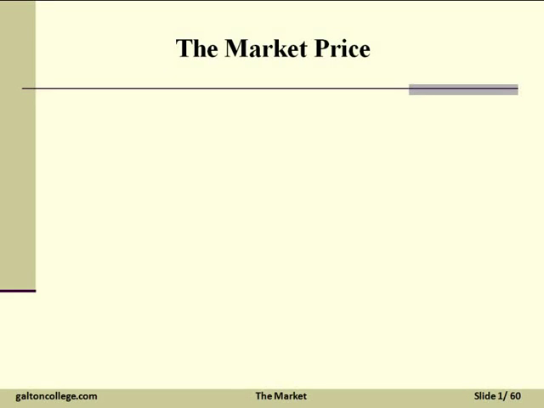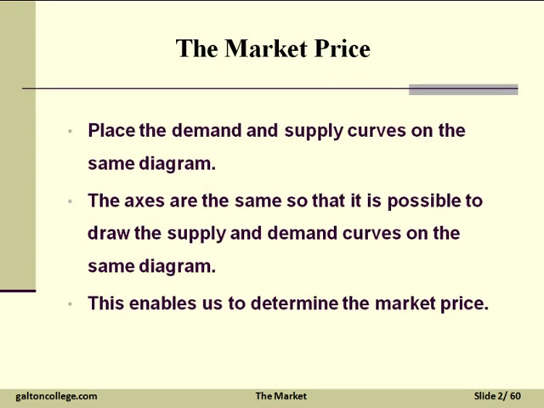In this class we're going to explain how the price of products is determined in the market. We're going to look at different aspects of the market, supply and demand, and see how both of those come together to determine the price. If we place the demand and supply curves on the same diagram, then the axes are the same. On the vertical axis we'll have the price of the product, and on the horizontal axis we have the quantity demanded.